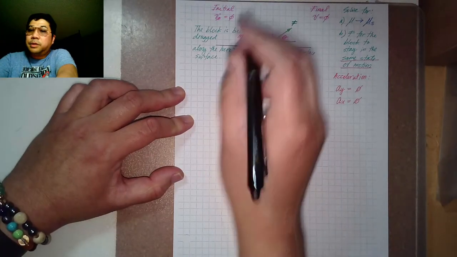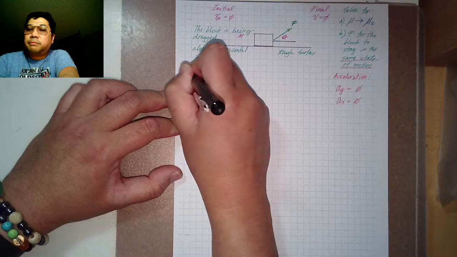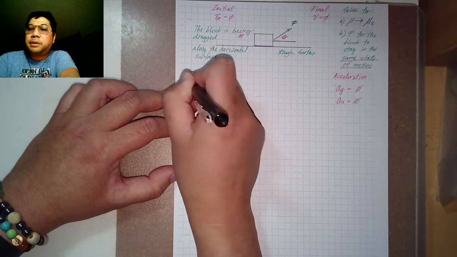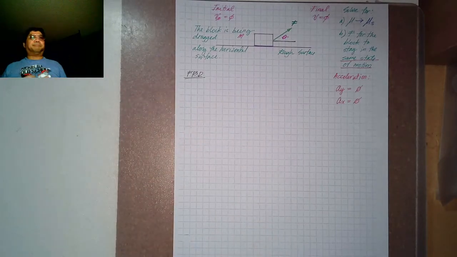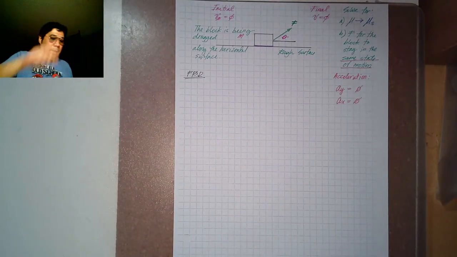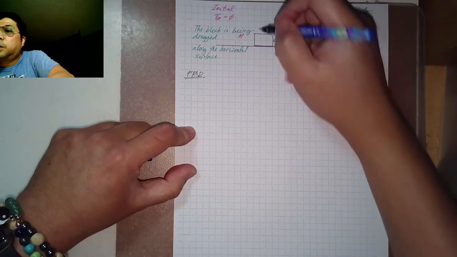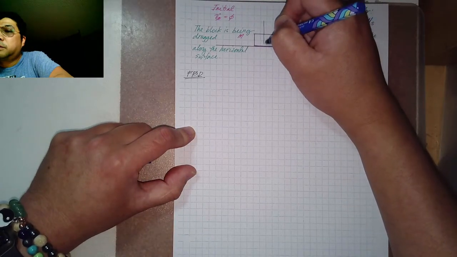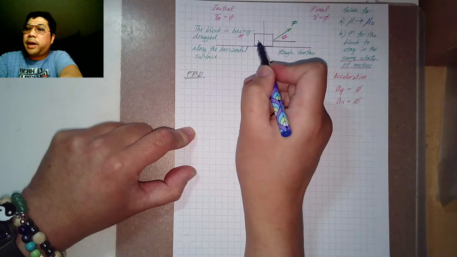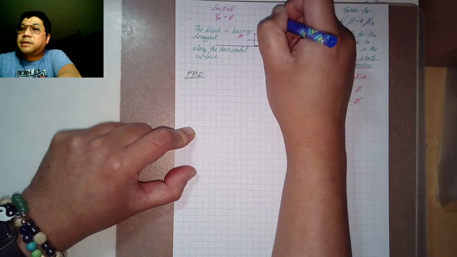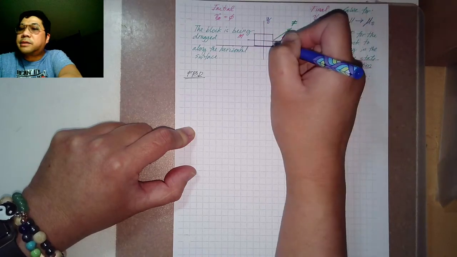The free body diagram is the first step. For your solution, you must draw your free body diagram as always. Now let us draw an imaginary line along our block. So that's our y-axis, and this is our x-axis.